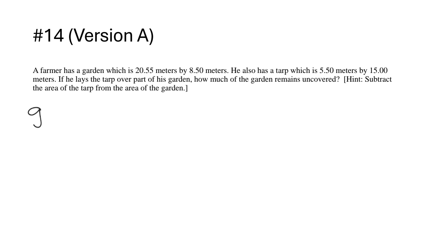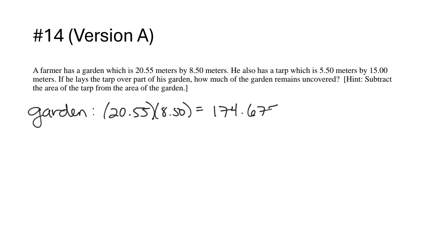So let's do the garden first. Okay, and I did want to see the work, and I did want to see your answer, because that shows me the correct number of sig figs. 20.55 times 8.50. And you get 174.675, meter squared. I would have accepted it if you just underlined this and then used that number in the third step. That was fine. You're supposed to round it to the proper number of sig figs, which is 175.